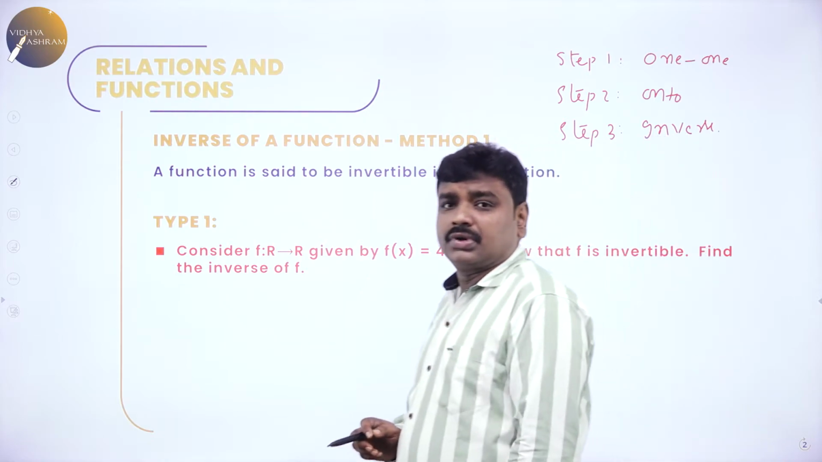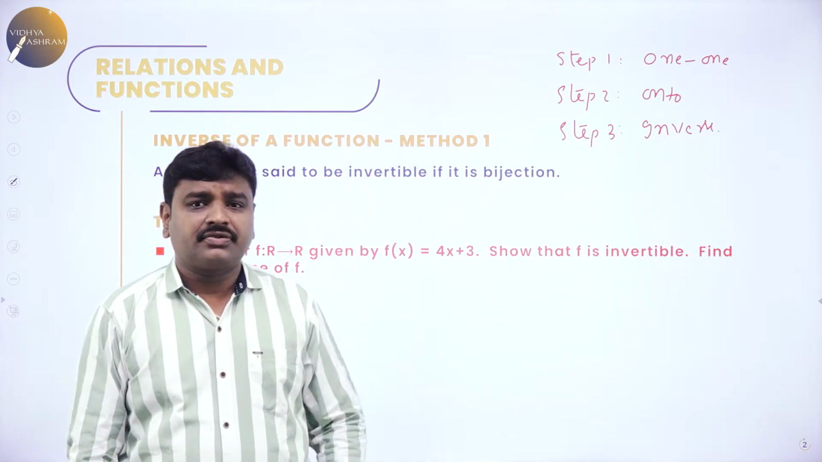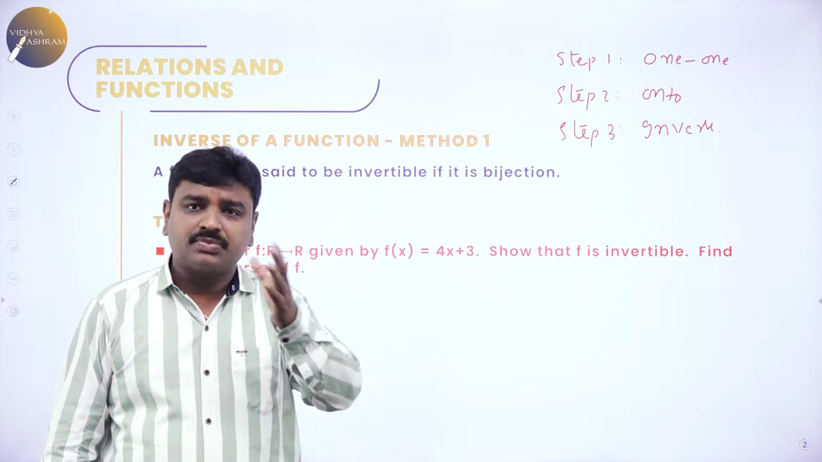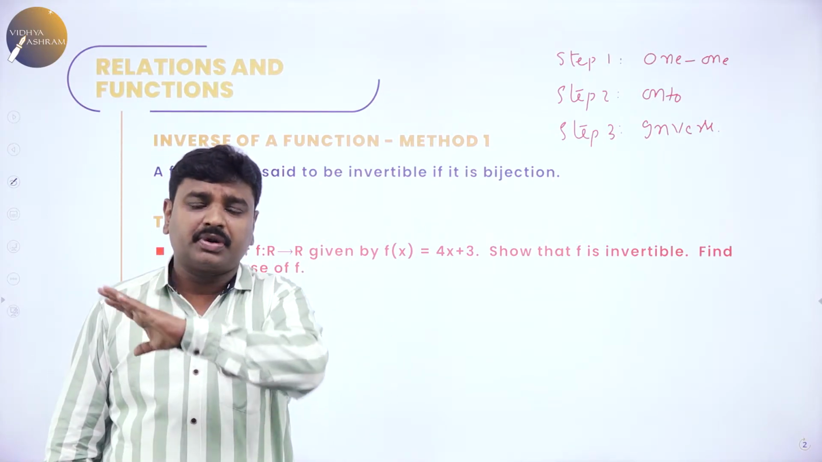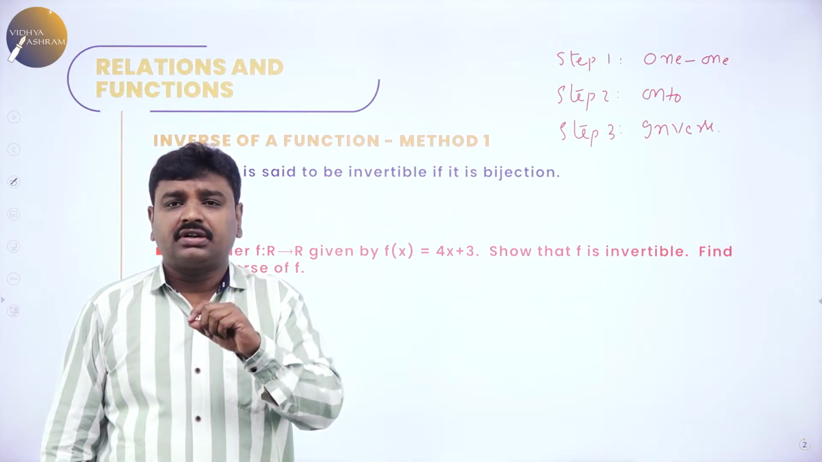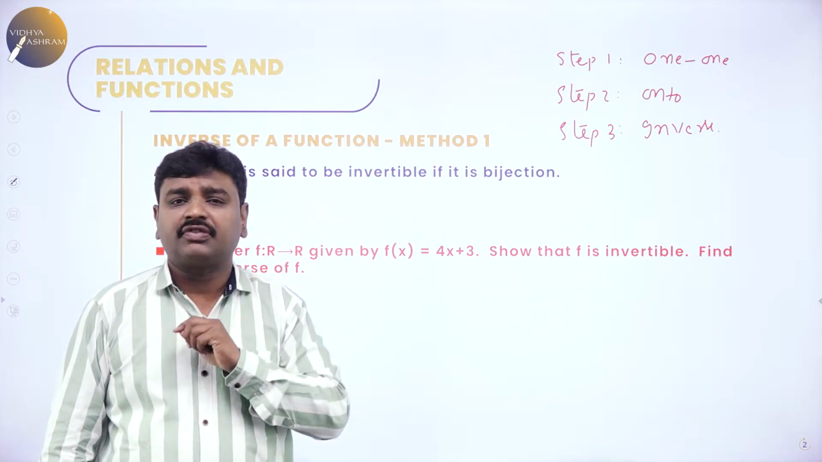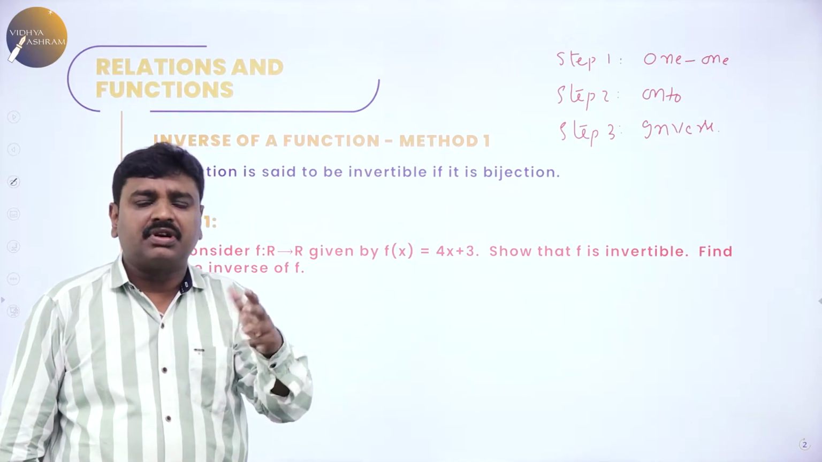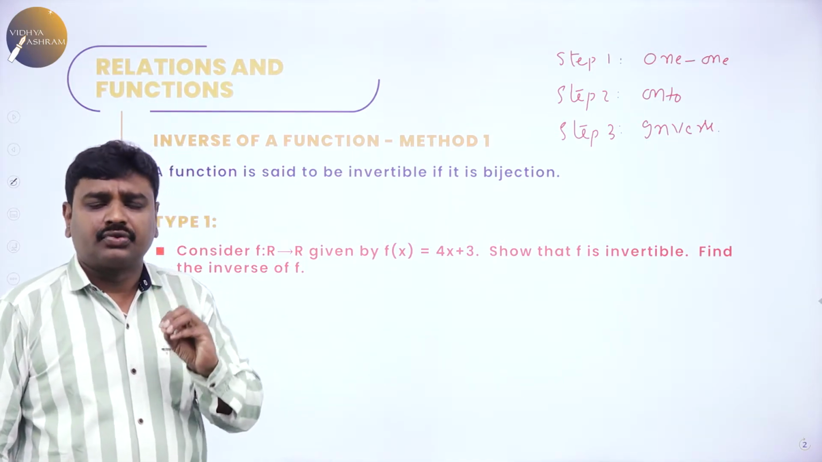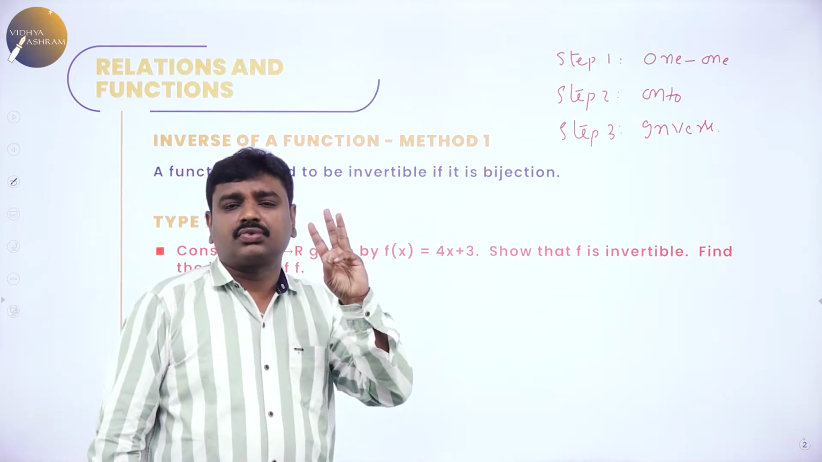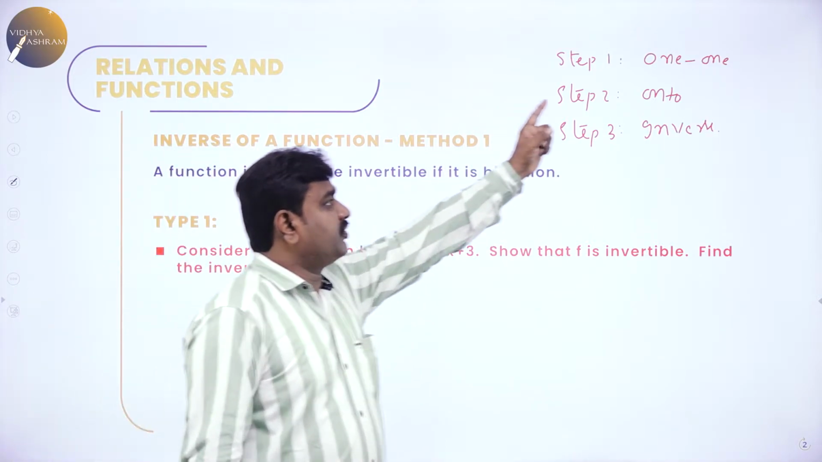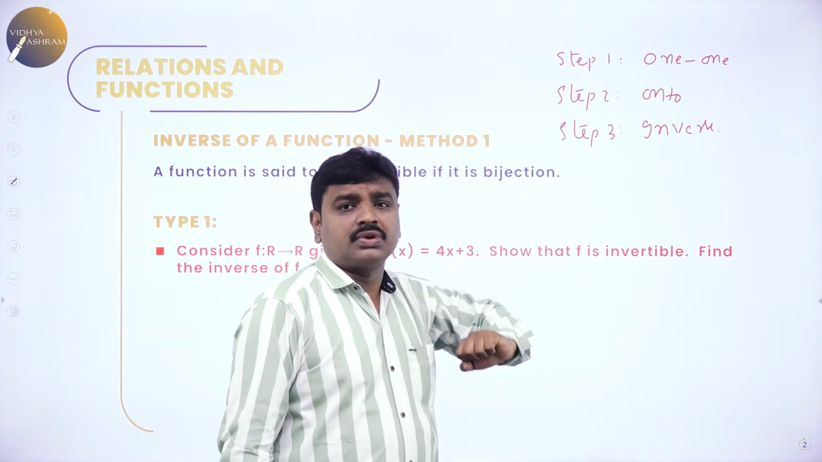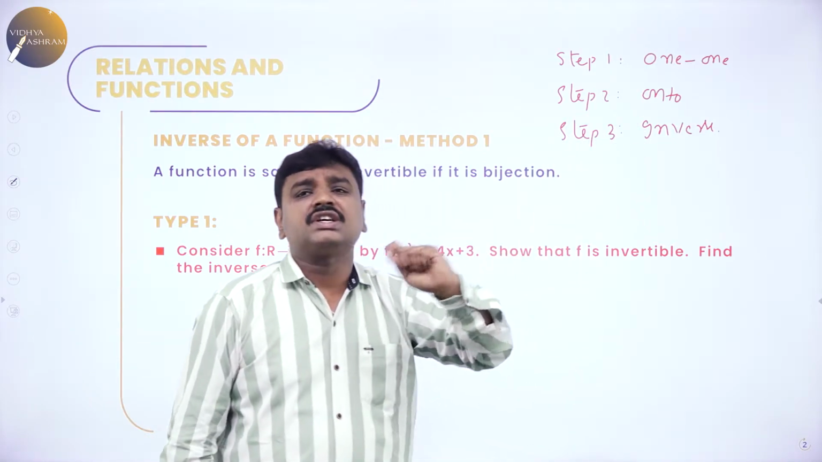In today's class we are discussing 5 markers, and it's a compulsory question. If you refer to the past board papers, question number 39 in part D, the first question will be of this kind. They'll ask, prove the given function is invertible and hence find the inverse. It is simple, we can prove it in 3 steps. The first step is proving the function is one-one, the second step is proving the function is onto, and the third step is finding its inverse.